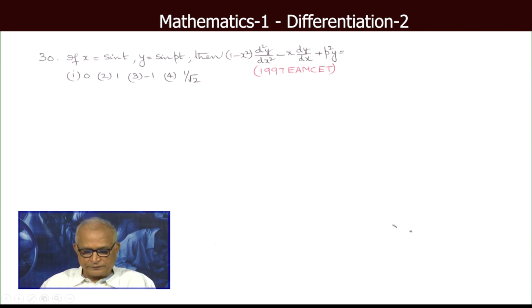Follow? Next. If x equal to sin t, y equal to sin pt, then 1 minus x square into d2 y by dx2 minus x into dy by dx plus p square y equal to?